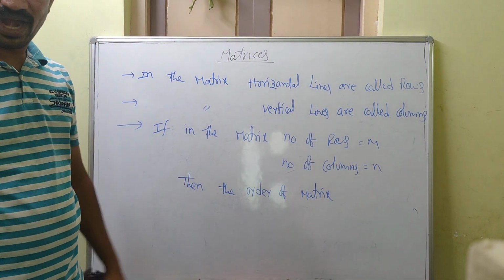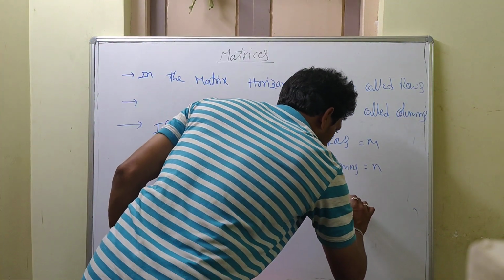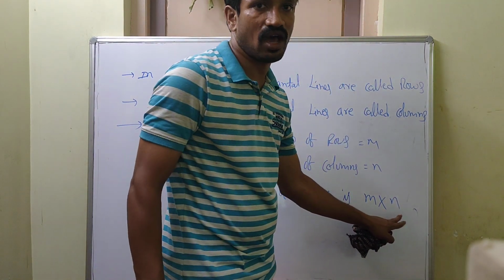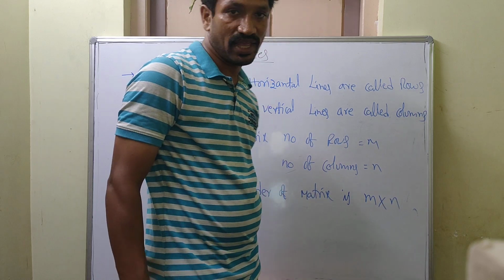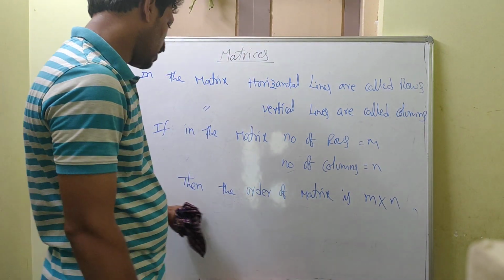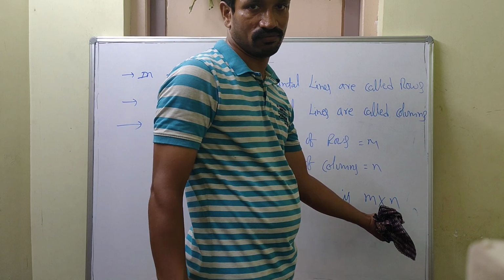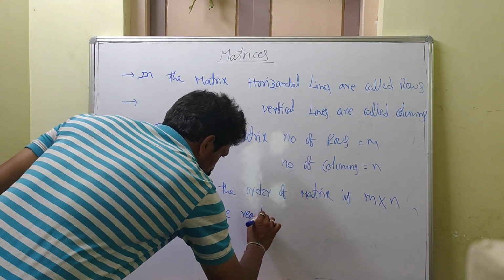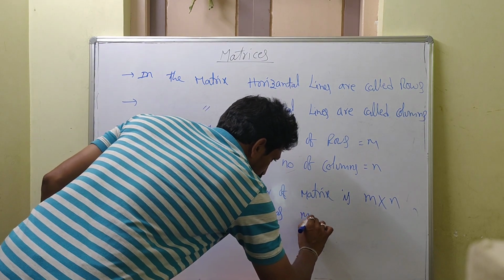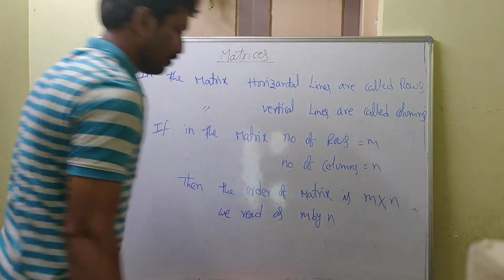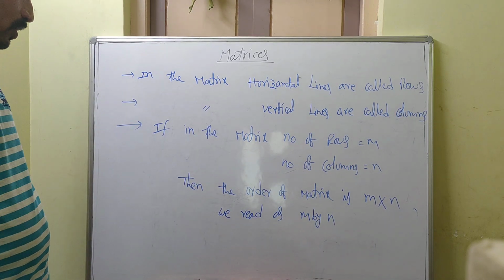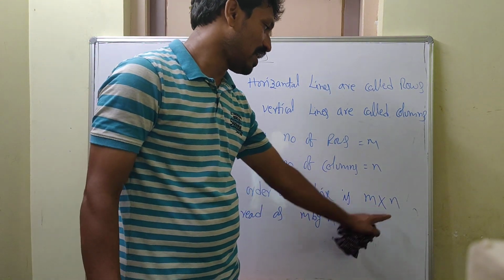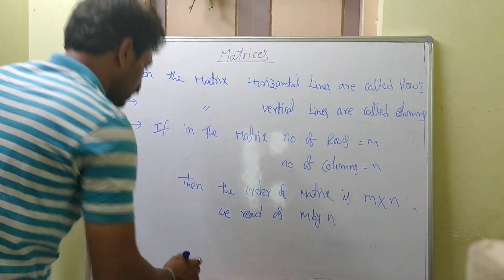So the order of matrix is you call m by n. Don't write m cross n or m into n. This is m by n. You read that the order of matrix is m by n. So number of rows is equal to m, number of columns is equal to n, then order of matrix is m by n. See example.